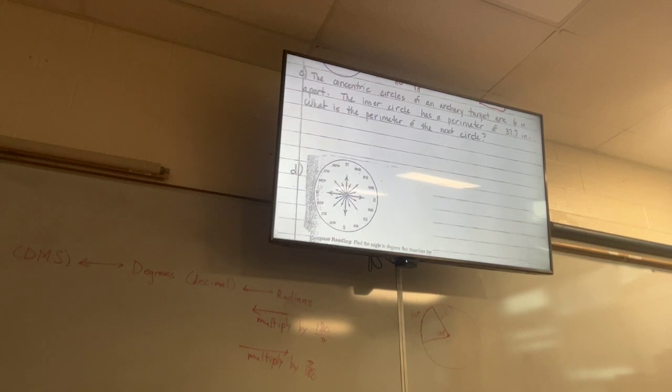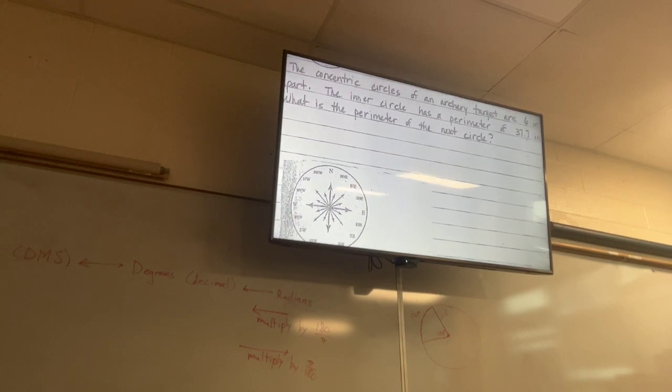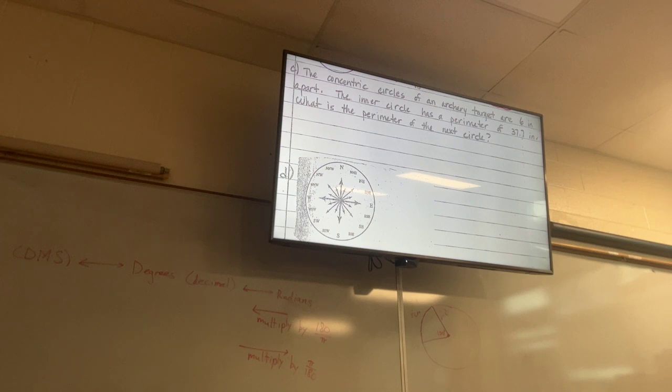The concentric circles of an archery target are 6 inches apart. So here's what's going on here. There's like a big red circle. All right, anyone do the archery J term? No, okay. There's a big red circle, and then there's like a smaller blue circle. I'll draw a smaller blue circle. And they're concentric. That means they have the same center. My art skills are terrible. I apologize. Okay, and then the center.